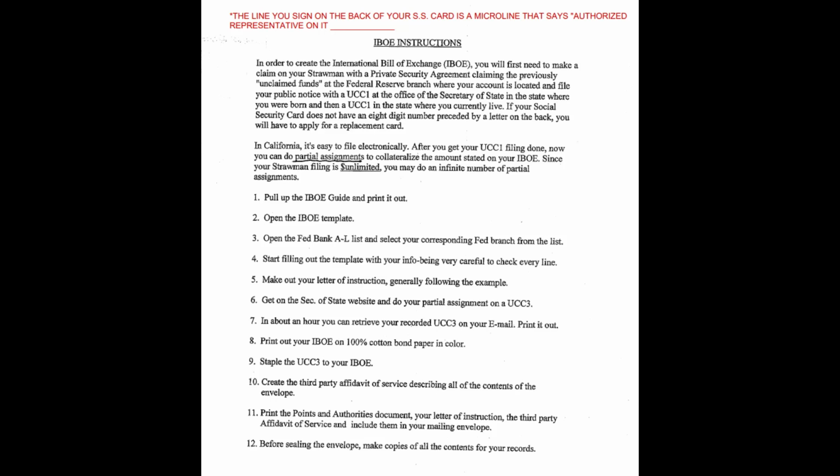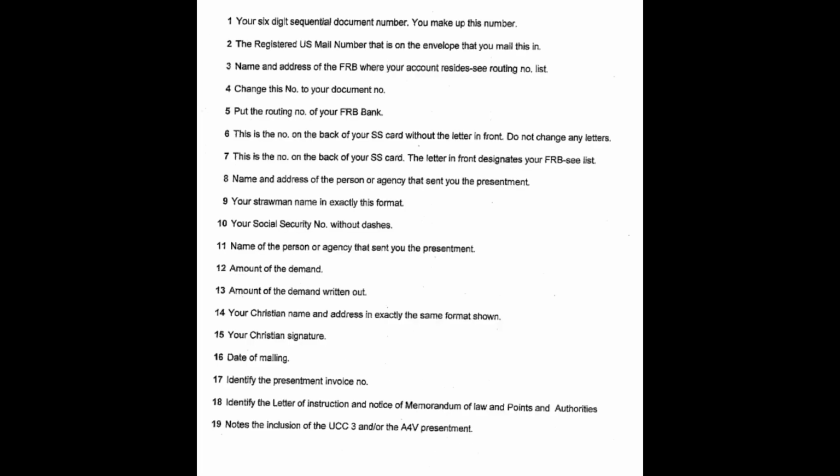Create the third-party affidavit of service describing all of the contents inside the envelope. Print the points and authorities document, which is going to be like examples in codes and statutes, your letter of instruction, the third-party affidavit of service, and include them in your mailing envelope. Before sealing the envelope, make copies of all the content of your records, because you need to make sure that you're keeping score of what you're doing here. Because at some point you may have to bring these people to court if they don't want to honor your instrument, and have them explain why they think that it's not valid at all.